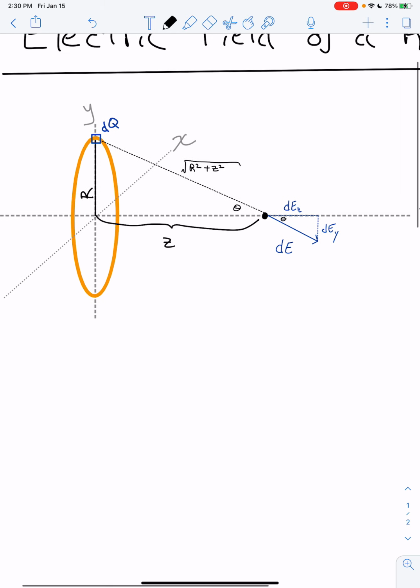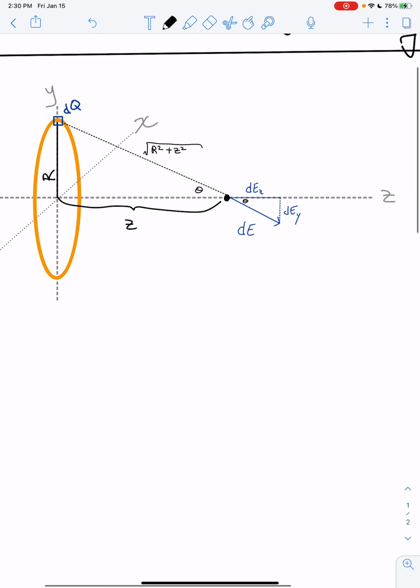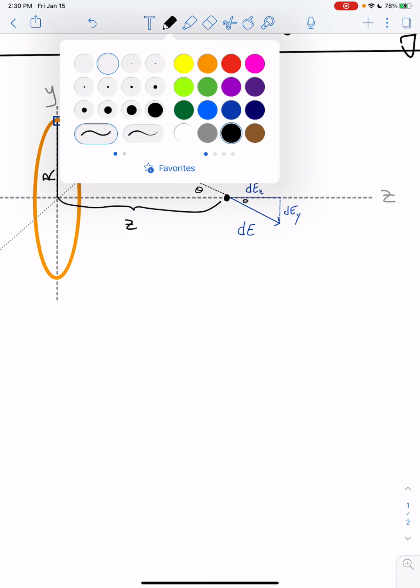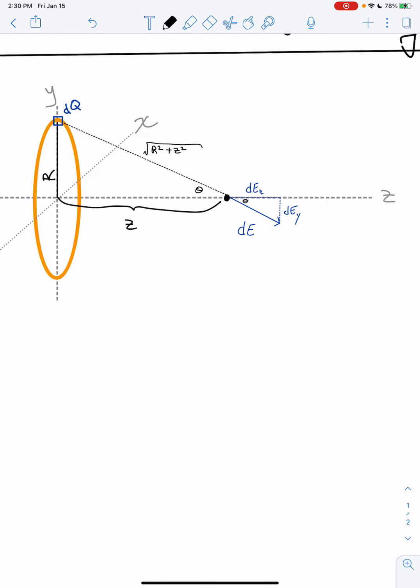All right, so our angle is going to be found by looking at cos theta. Say cos theta is equal to z over (r squared plus z squared) to the 1/2. Okay, so that's our angle in both cases.